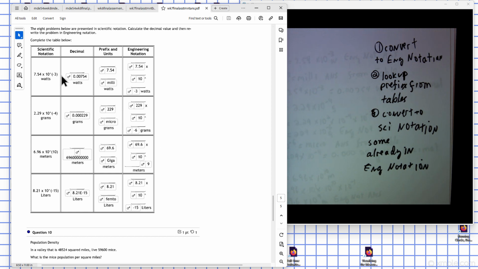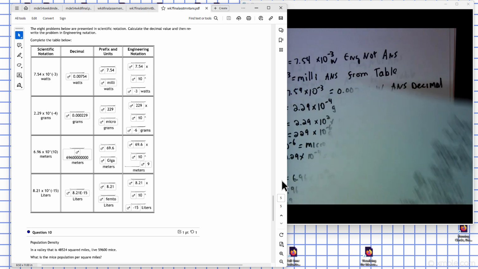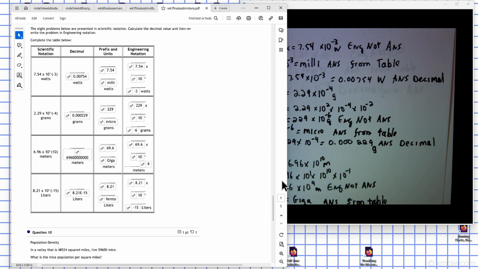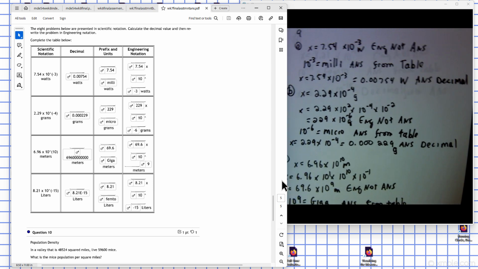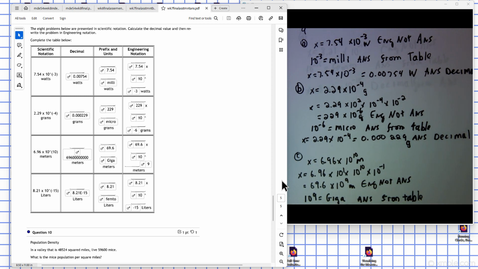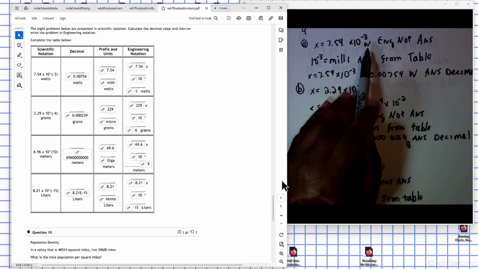What I did first here, go ahead and convert to engineering notation, look up the prefix from the table, and then convert to scientific notation. Some are already in engineering notation. So the first one I put in engineering notation. It's already engineering notation.